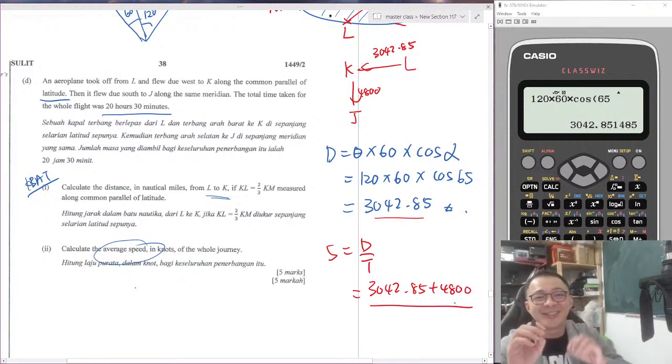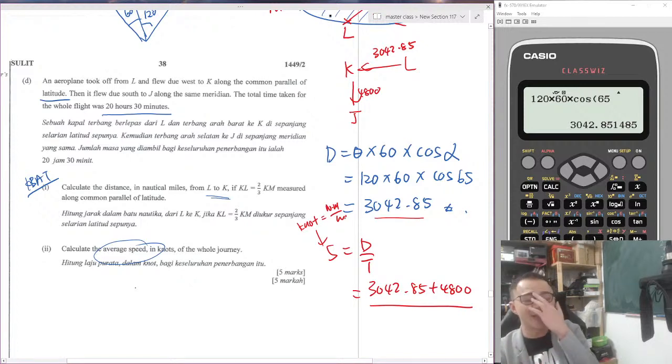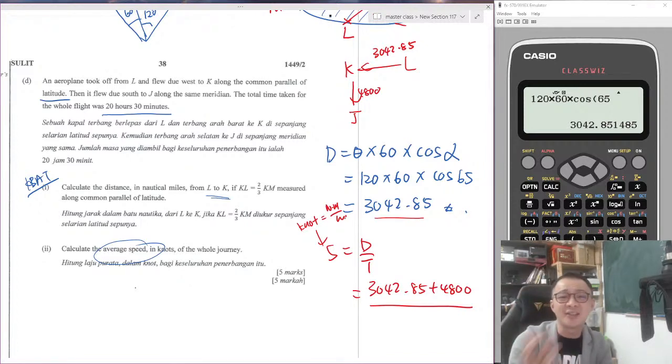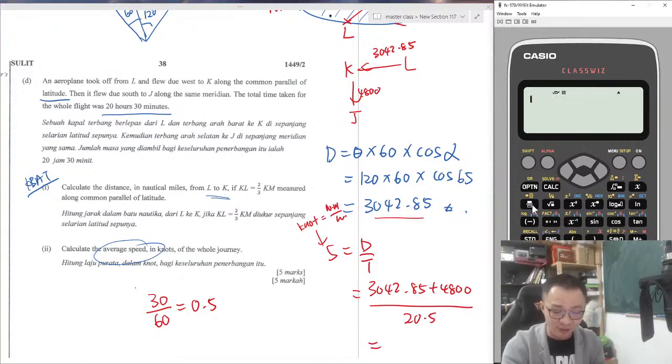Now this is another very tricky thing: you don't write 20 hours 30 minutes there, or you will get it wrong. Why? The speed unit is knots, which must be nautical miles over hours only. So the time can only accept hours. You need to convert the 30 minutes into 0.5 hour by dividing by 60. Plus the 20, it's 20.5 hours. Then you type everything into the calculator and you will get the correct answer.